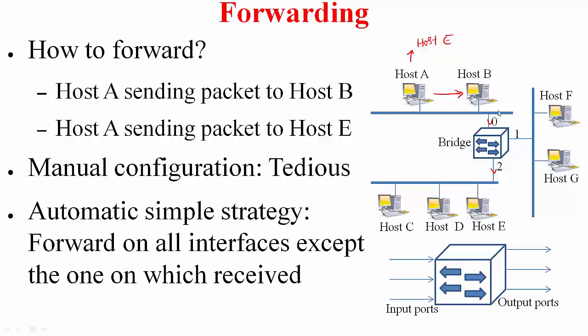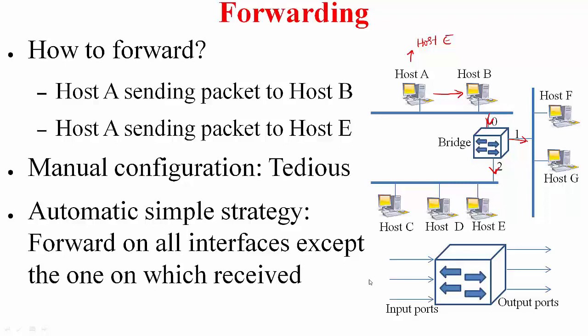For example, when host A sent a packet to host B, it received it on port 0. You send it out on port 1 as well as port 2. The same applies when host A sends a packet to host E, comes on 0, send it out on 1 and 2. In the first case, where host A is sending to host B, this forwarding on 1 and 2 is rather wasteful, because host B is already on the same segment, but that's okay.